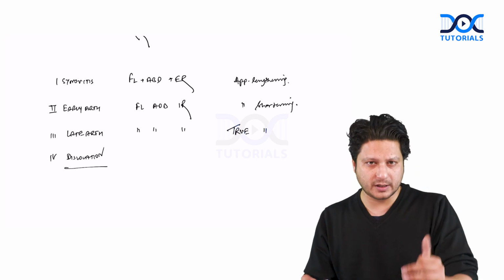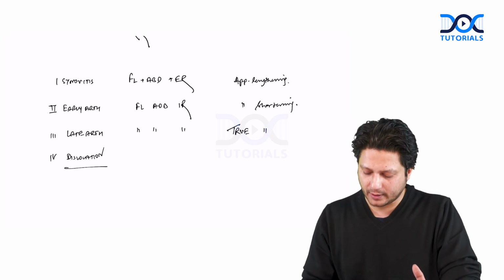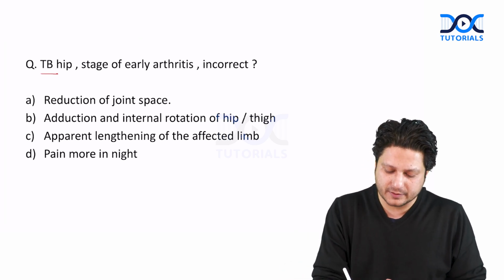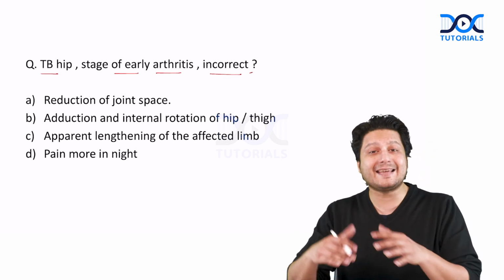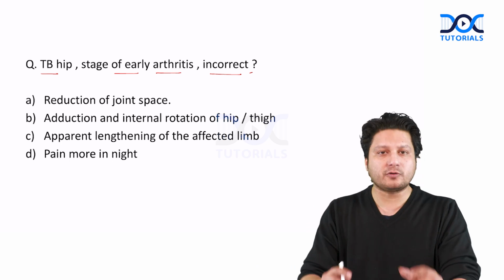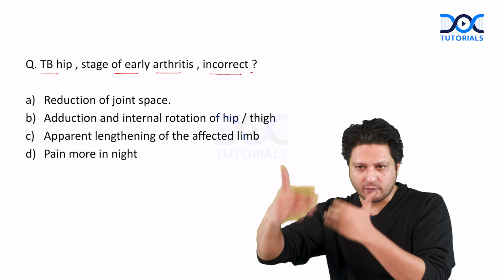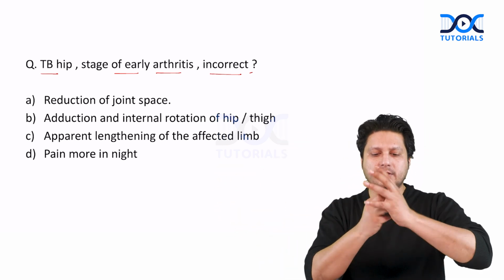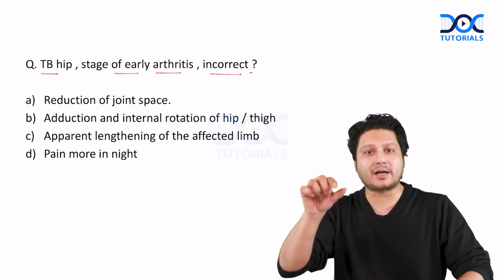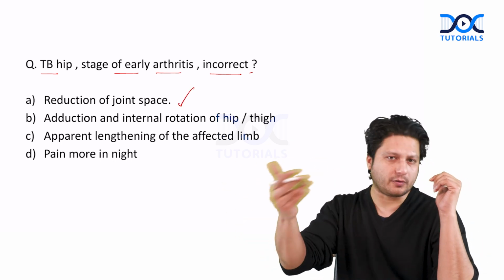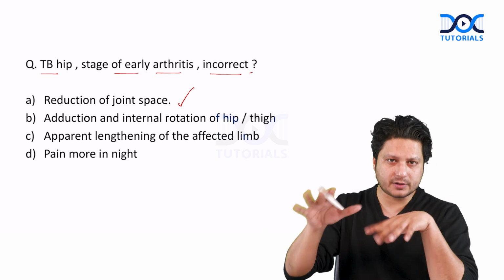So these are the 4 stages in tuberculosis of the hip joint. Now, as far as the sample question is concerned, they are asking that TB hip, a stage of early arthritis, which of the following is incorrect? Now, reduction of the joint space, obviously, because once the synovitis stage has been converted into early arthritic stage, there will be a reduction in the joint space. Arthritis means there will be an involvement of the joint, there will be destruction of the joint. All right. So there will be reduction in the joint space.